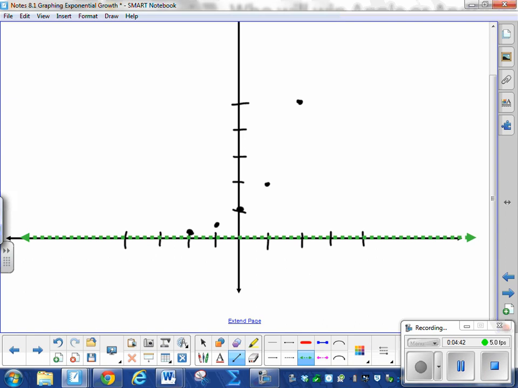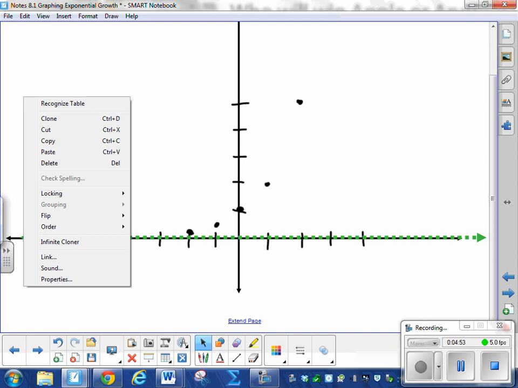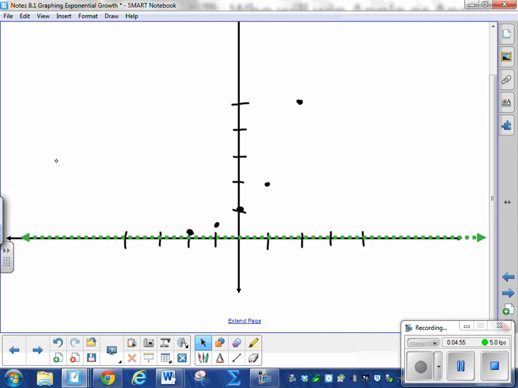So this dashed green line represents our asymptote. Go away, other green line. Okay, so not that one. Delete. Okay, so that green line is the asymptote. That is on your x-axis, basically.